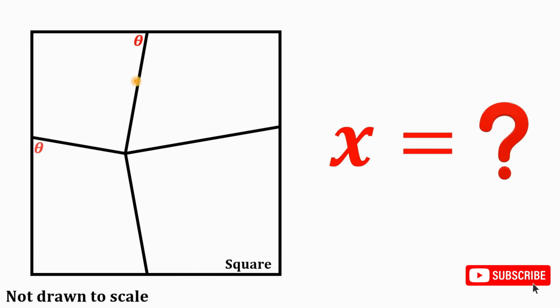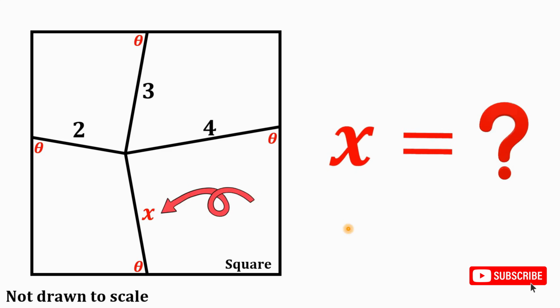And those angles are congruent. Now, this segment measures 2 units, this is 3 units, this is 4 units, and this is x units. So the question is, what is the length of this segment?